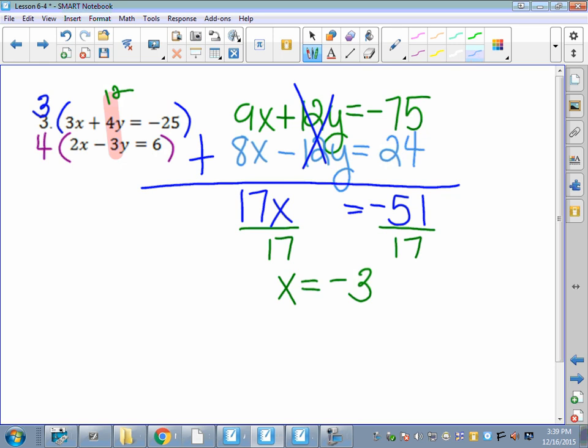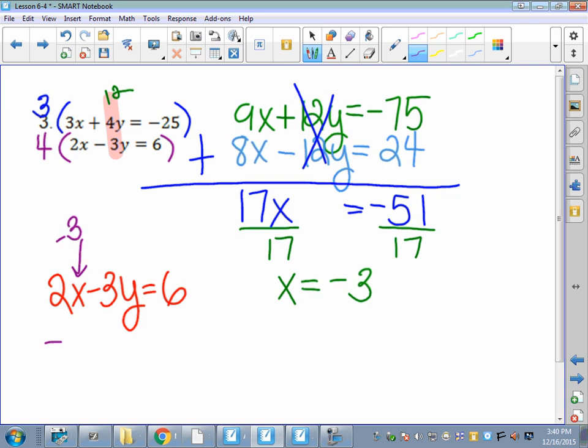So I'm going to go back to 2x minus 3y equals 6. I just found that x is negative 3. The tricky part about this is you better trust your own work, because if you found x wrong, then your y is going to be wrong. So you have to be very careful and vigilant as you do these.